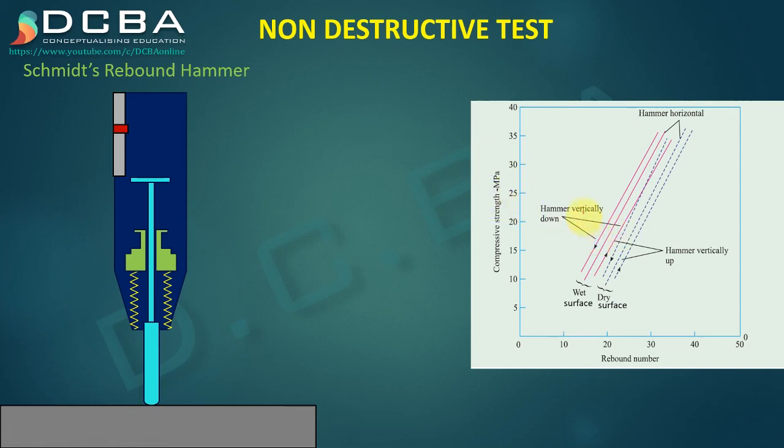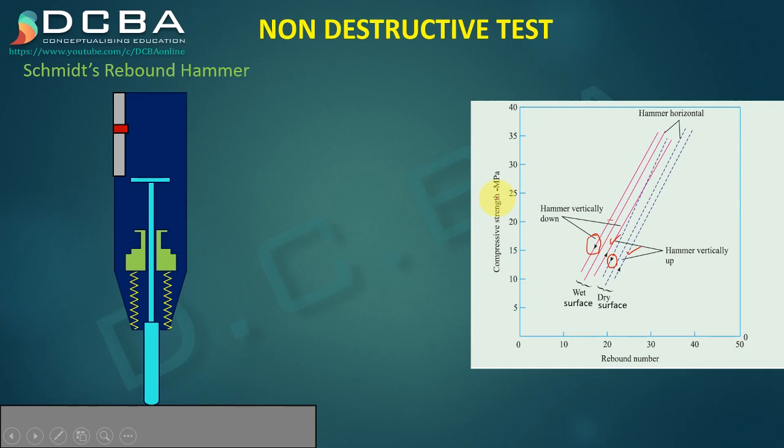So when the hammer is vertically down, this line and this line will give you your rebound number. And when the hammer is held vertically up, it is this line and this line. So let's say you are getting a rebound value of 20 and the surface is wet and the hammer was held vertically down, so what you can correspond to it, the compressive strength would be estimated around 20 megapascals. So this is how a Schmidt's rebound hammer is used.